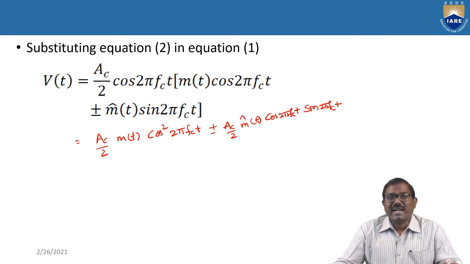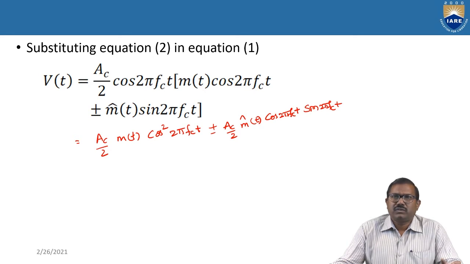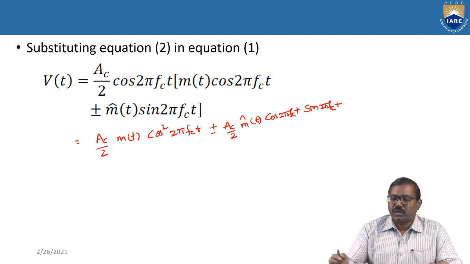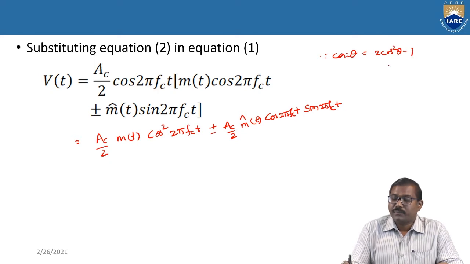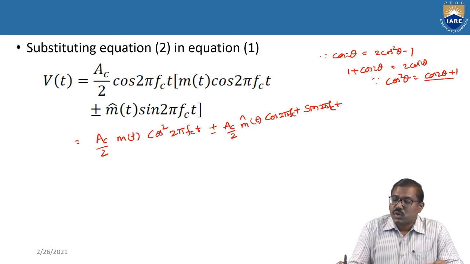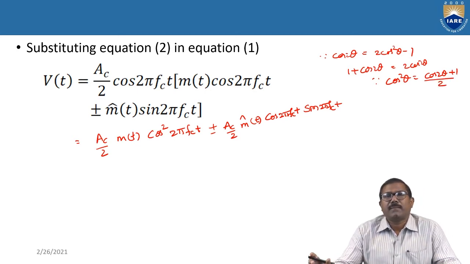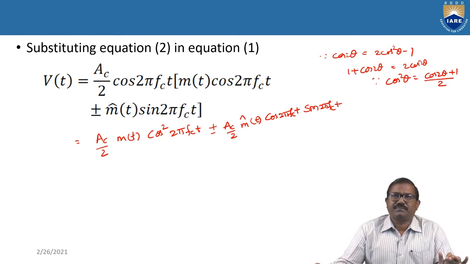In the first term, we have cos square theta. Within trigonometric functions, cos 2 theta is equal to 2 cos square theta minus 1. So 1 plus cos 2 theta is equal to 2 cos square theta. Hence cos square theta is equal to (cos 2 theta plus 1) divided by 2. By using that trigonometric equation, you can substitute in the first part. In the second part, we have the cos A sin B form.